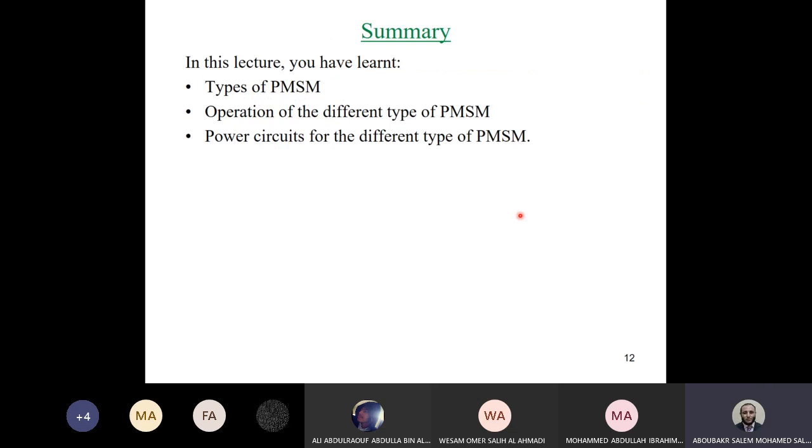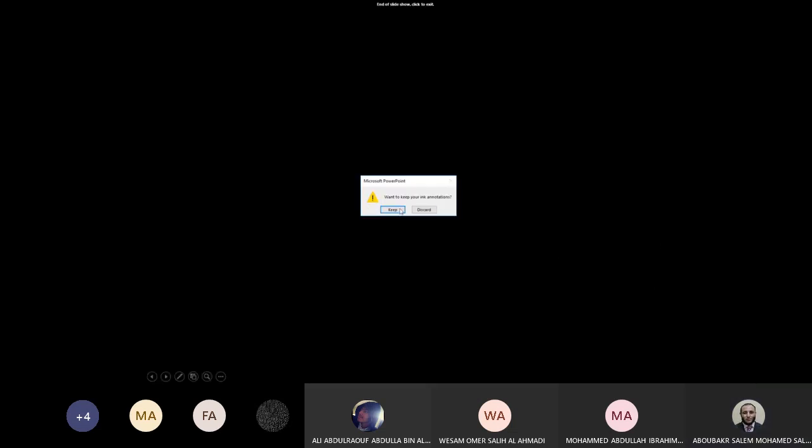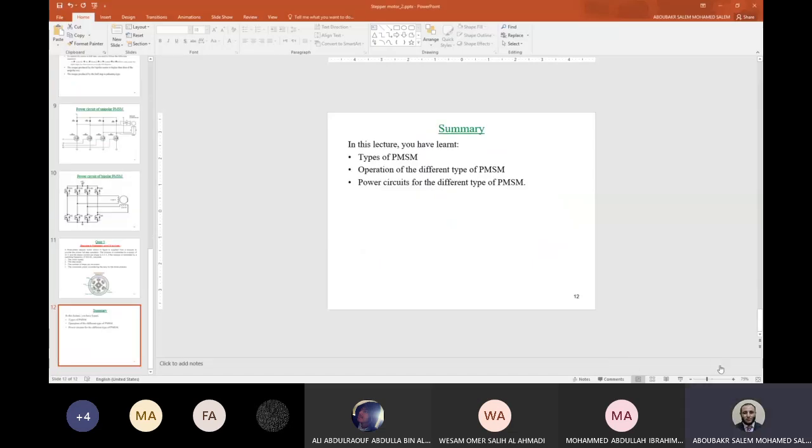So the summary of today's class: we have described the different types of permanent magnet stepper motor. We described the operation of different types of permanent magnet stepper motor for the different step angles, full step and half step, and the power circuit of different types of permanent magnet stepper motor. And I will stop recording, and if anyone has any questions, we can discuss them together.